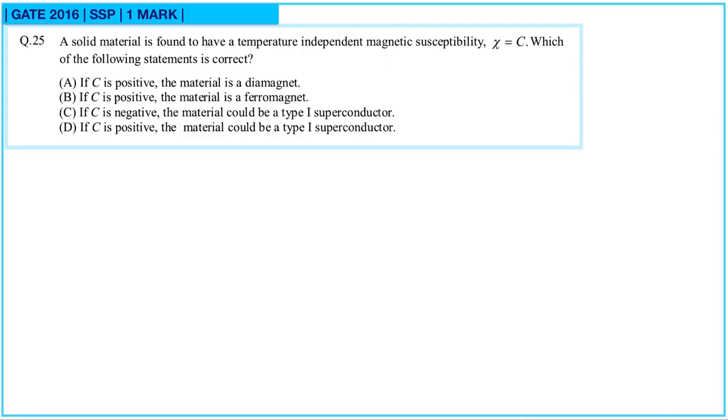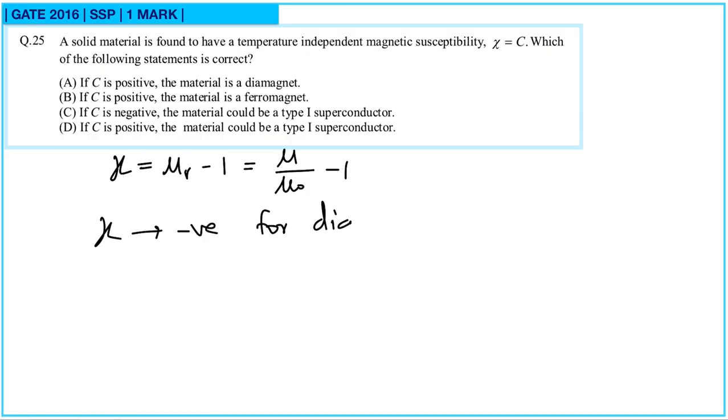A solid material is found to have a temperature independent magnetic susceptibility chi equal to C. Which one of the following statements is correct? Now chi is equal to mu r minus 1, which is equal to mu by mu naught minus 1. Now chi is negative for diamagnetic materials. Chi is positive for paramagnetic and ferromagnetic.